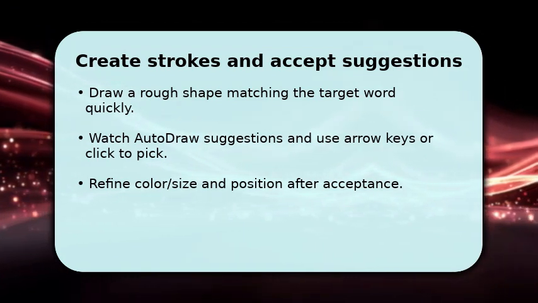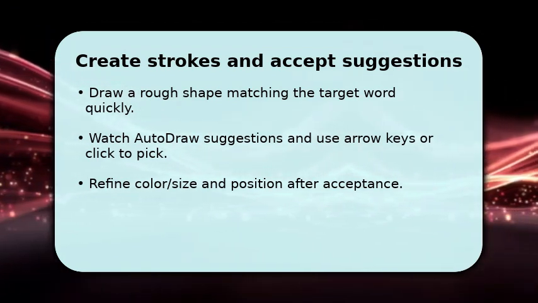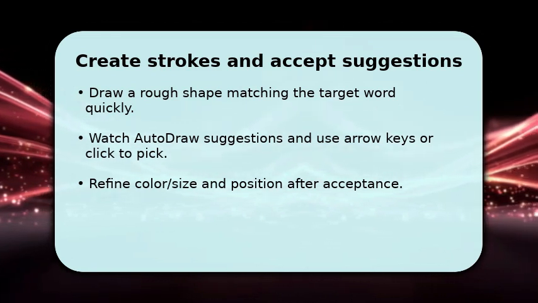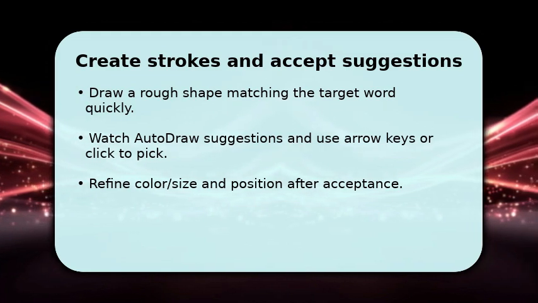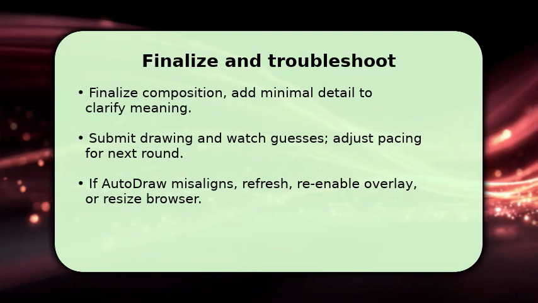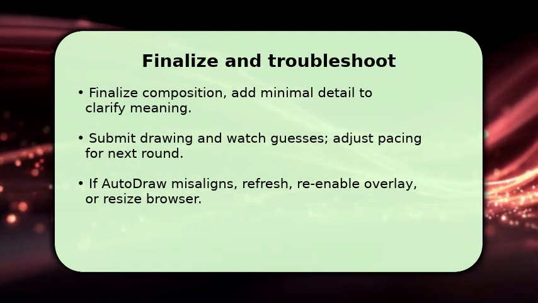the guessed word context. If details are needed, add small freehand lines. This combination of automated shapes and manual tweaks produces clear, guessable images. You finish by adding just enough detail to make the concept unmistakable. Avoid clutter so guesses come fast.